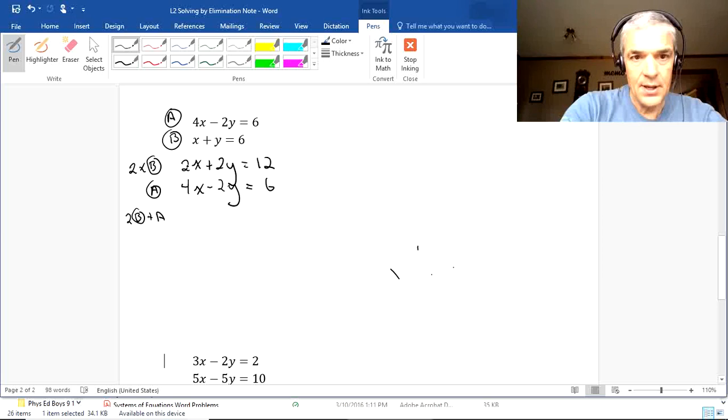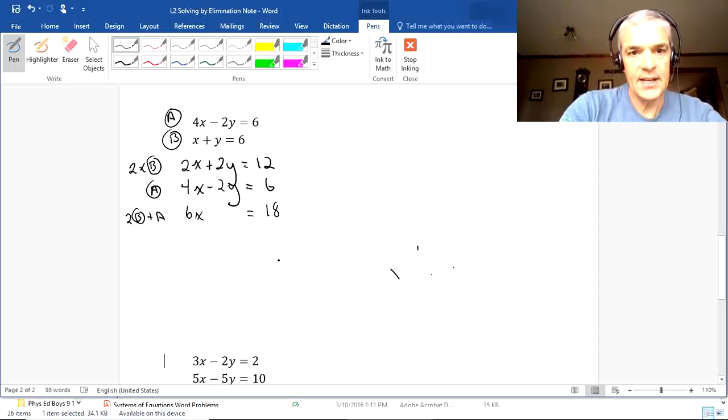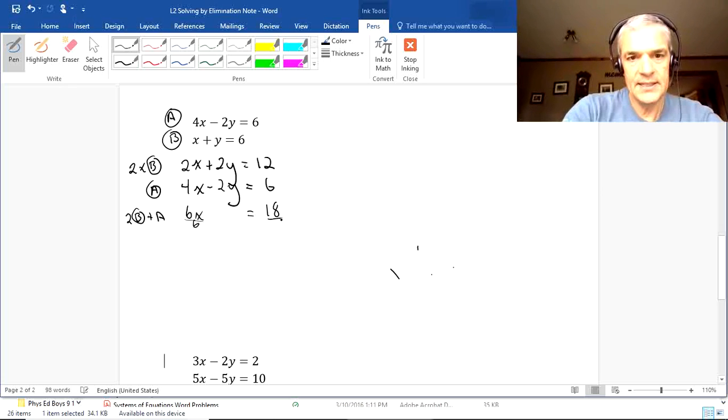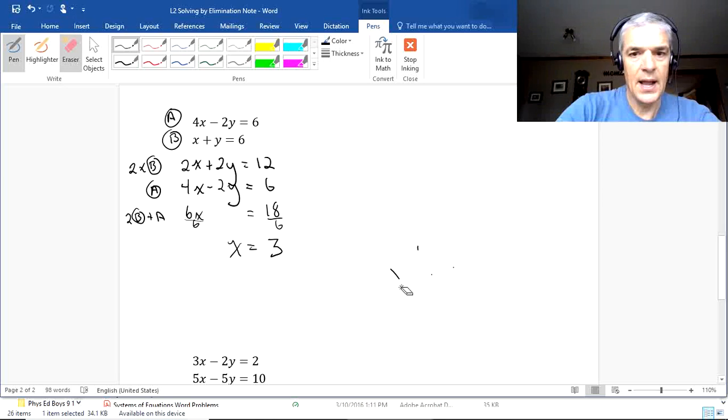Now I'm going to add. Well, what's 2x plus 4x? Well, that's 6x. What's 2y plus minus 2y? That's 0. I don't even need to write that if I don't want to. And then I go 12 plus 6 is 18. So I have 6x equals 18. How do I solve for x? I divide both sides by 6. That gives me x equals 3. And I now have half of my solution.